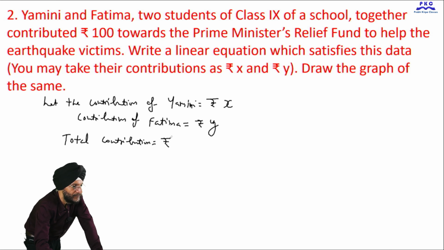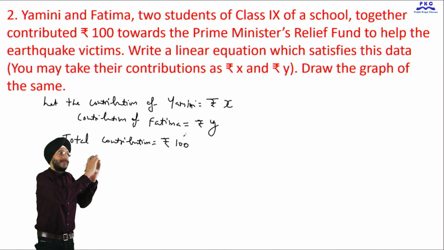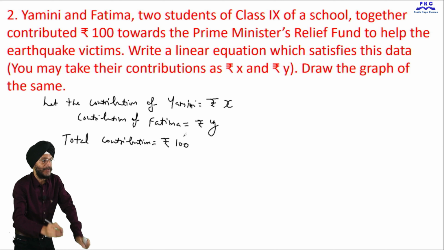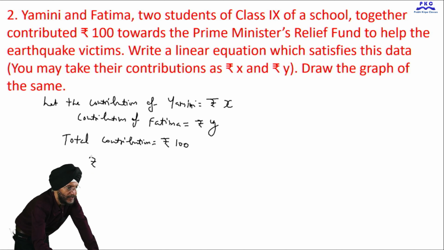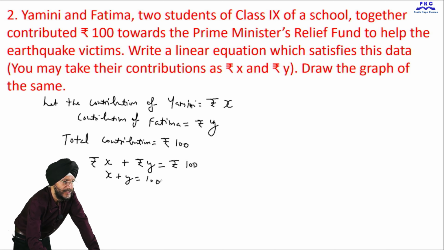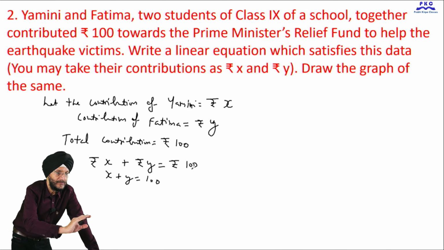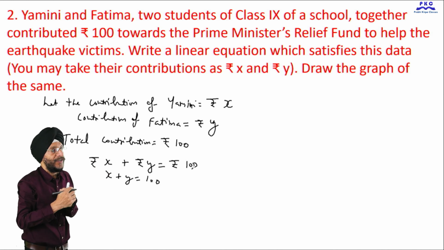Rupees 100. Who contributed? Yamini and Fatima. What is the contribution of Yamini? It is rupees X plus rupees Y is equal to rupees 100. We can also write it as X plus Y is equal to 100. So this is the linear equation which we have to draw in the form of a graph.